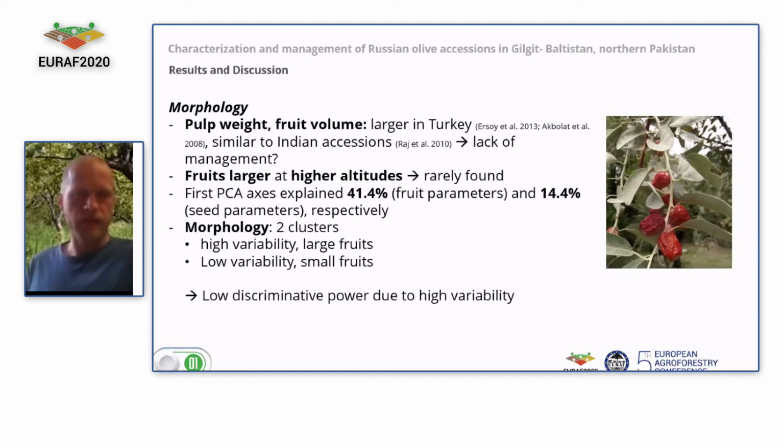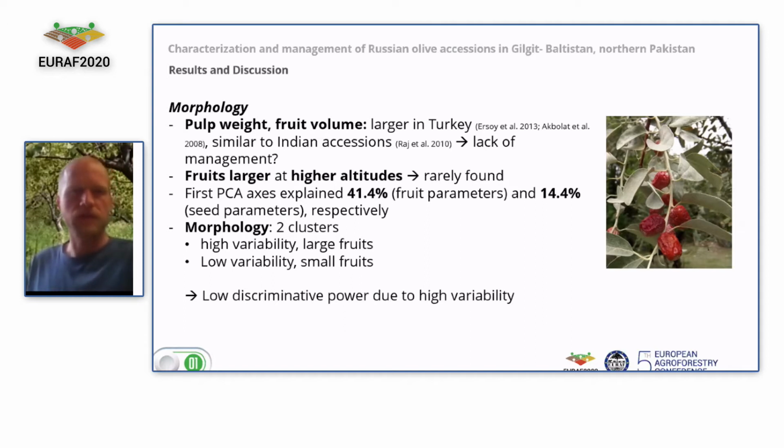Some first results on the morphology of this fruit. We found a high variation, and we could also say that the fruits in general were larger than in Iran, in Turkey, and similar to Indian accessions, which could be related to maybe a lack of management in the region, because pruning obviously also increases fruit size and quality.